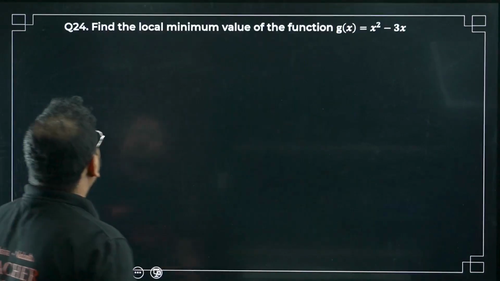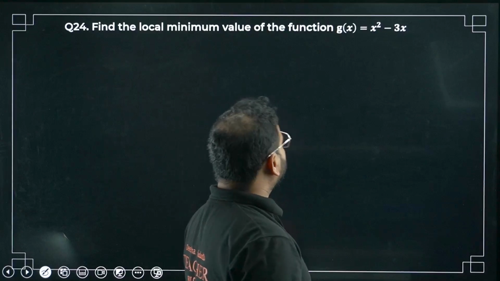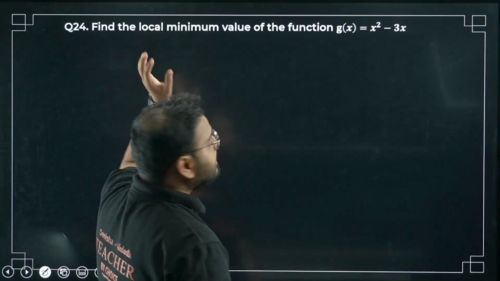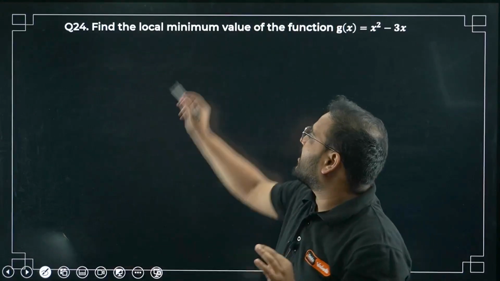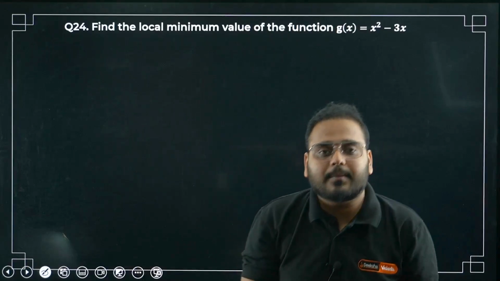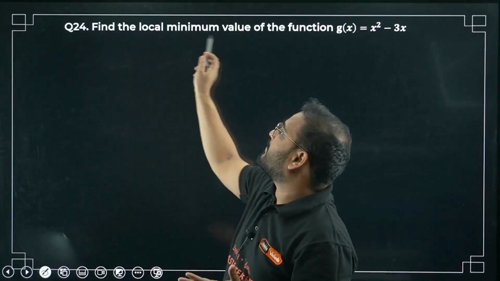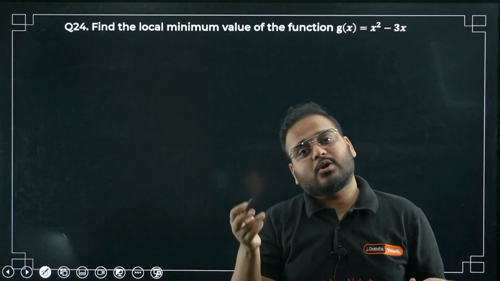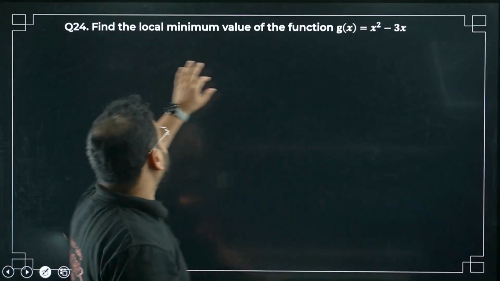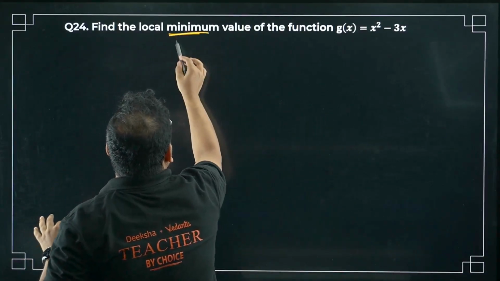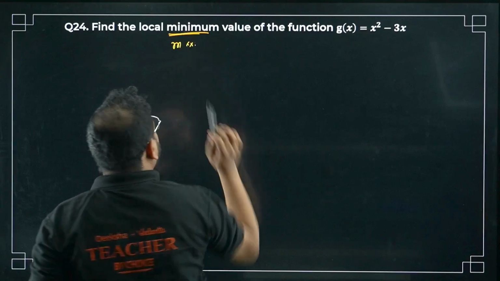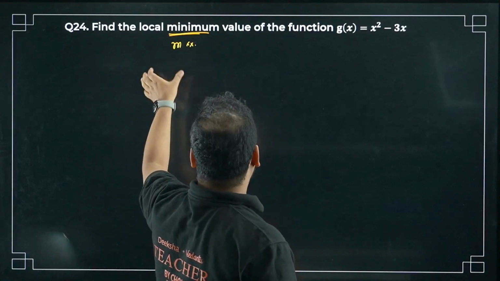Okay, let's find the local minimum value of the function g(x) equals x square minus 3x. One more thing: there was a question written here as local maxima. I've changed that. In the model paper they've given, this is given as local maxima, and for that the answer is: does not exist. You'll see how. So I've changed that to local minima. Please accept that. If I say local maxima, the value does not exist, so that's why I'm looking here for local minima.